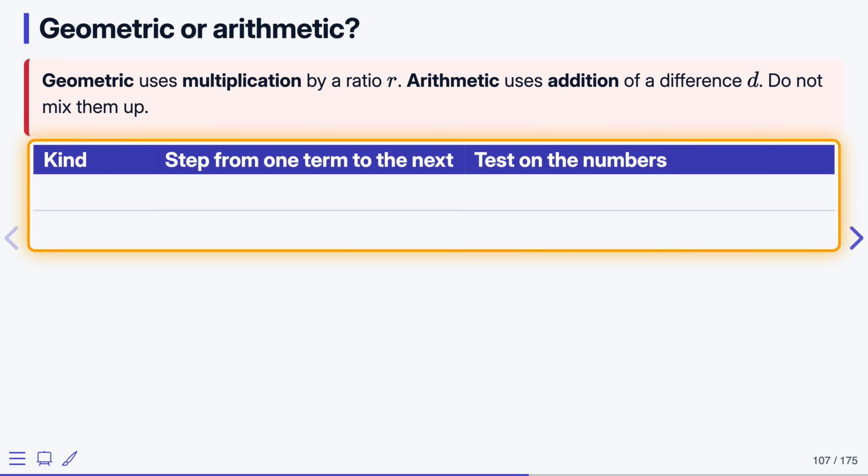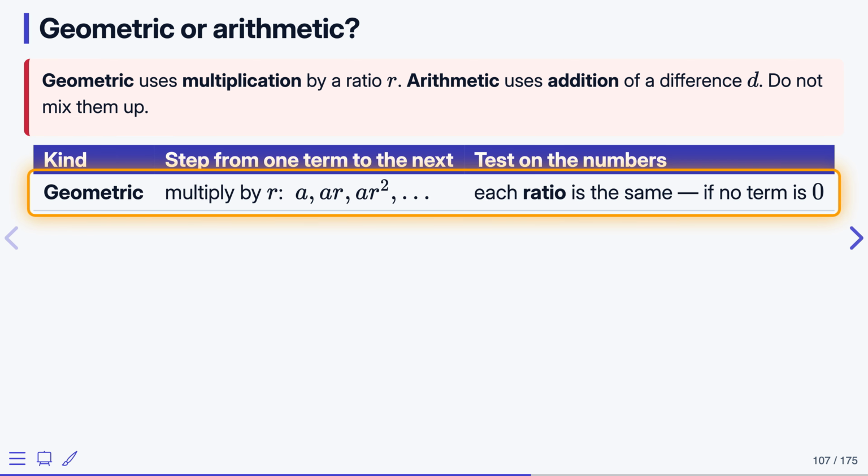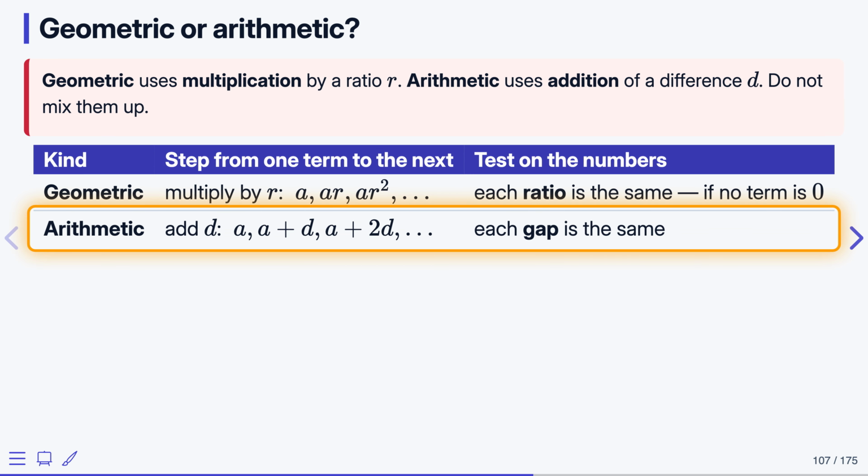Let us make the difference between the 2 families sharp, because they are easy to mix up. A geometric progression multiplies. Each term is the one before it, times the ratio r, so the sequence is a, a r, a r squared, and so on. To test it, divide each term by the one before it. If you always get the same number, it is geometric, and that number is r. An arithmetic progression adds. Each term is the one before it plus the difference d. To test it, subtract instead. If the gap between neighbors is always the same, it is arithmetic, and that gap is d.